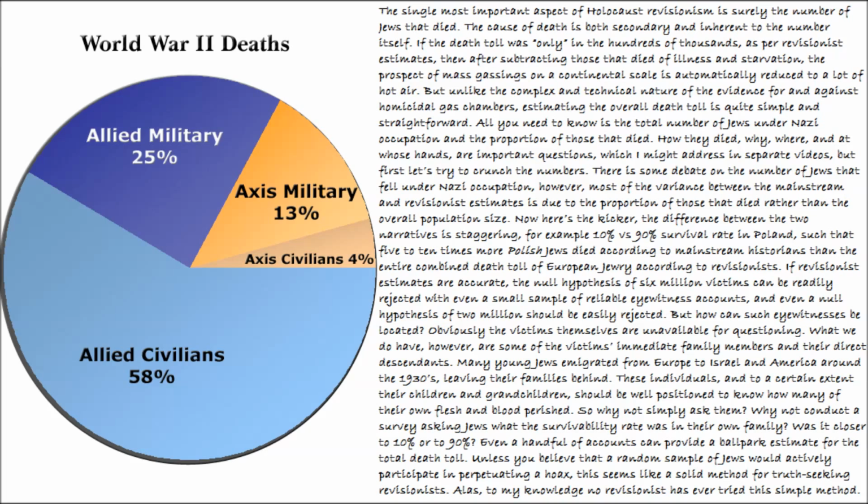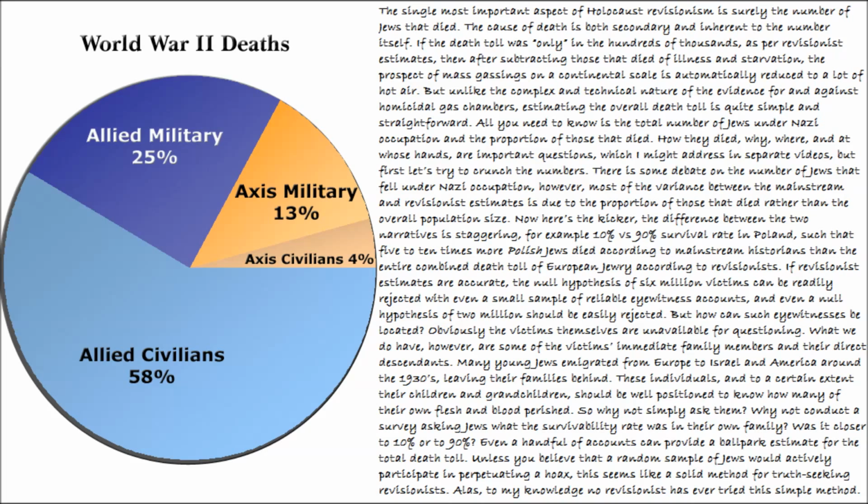There is some debate on the number of Jews that fell under Nazi occupation. However, most of the variance between the mainstream and revisionist estimates is due to the proportion of those that died, rather than the overall population size. Now here's the kicker. The difference between the two narratives is staggering. For example, 10% versus 90% survival rate in Poland, such that 5 to 10 times more Polish Jews died according to mainstream historians than the entire combined death toll of European Jewry according to revisionists.